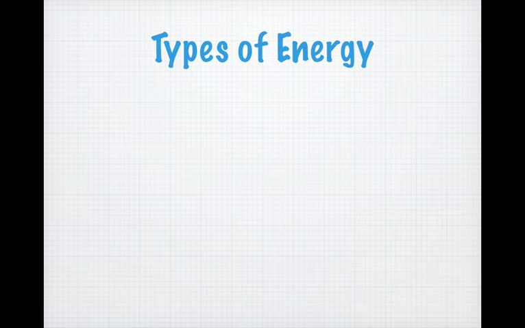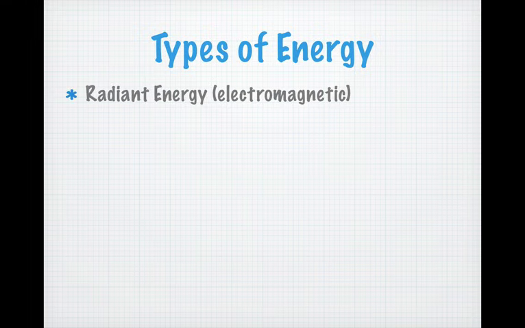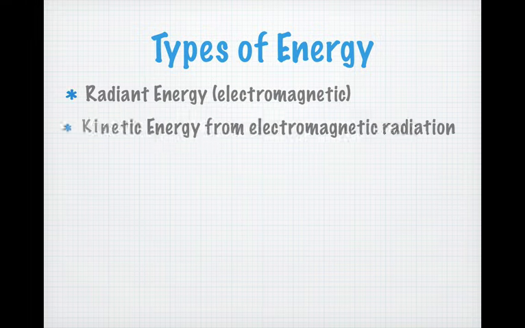Now the next type we'll look at is called radiant energy. And that can also, like I said earlier, be called electromagnetic energy. And that's kinetic energy from electromagnetic radiation. Now it's kind of hard to picture that as movement. How are things like sunlight and radiation, how are those kinetic energy?